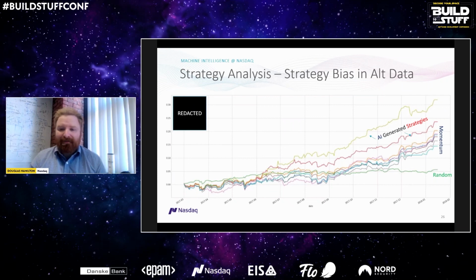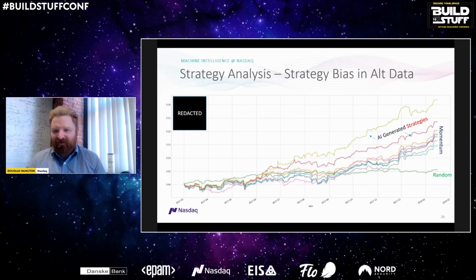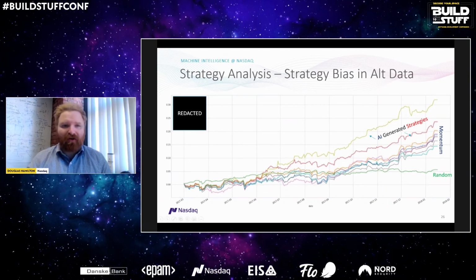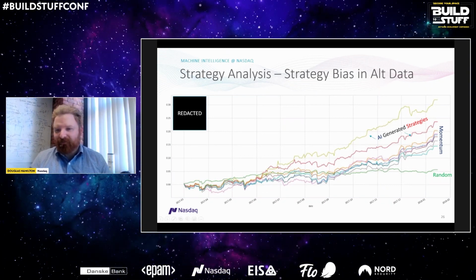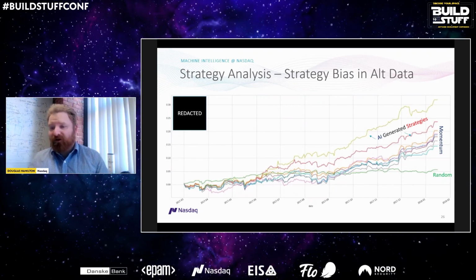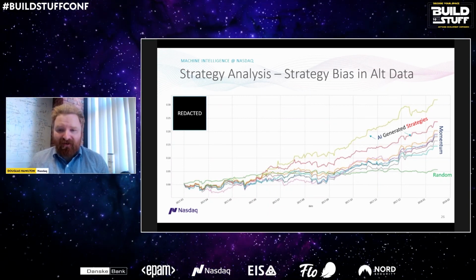What we're looking at here is at the very bottom, a random strategy that just buys and sells stocks at random. In the middle, we have a whole bunch of alternative data streams that we've built simple strategies on, as well as one momentum strategy. And at the top, 2 AI generated strategies.